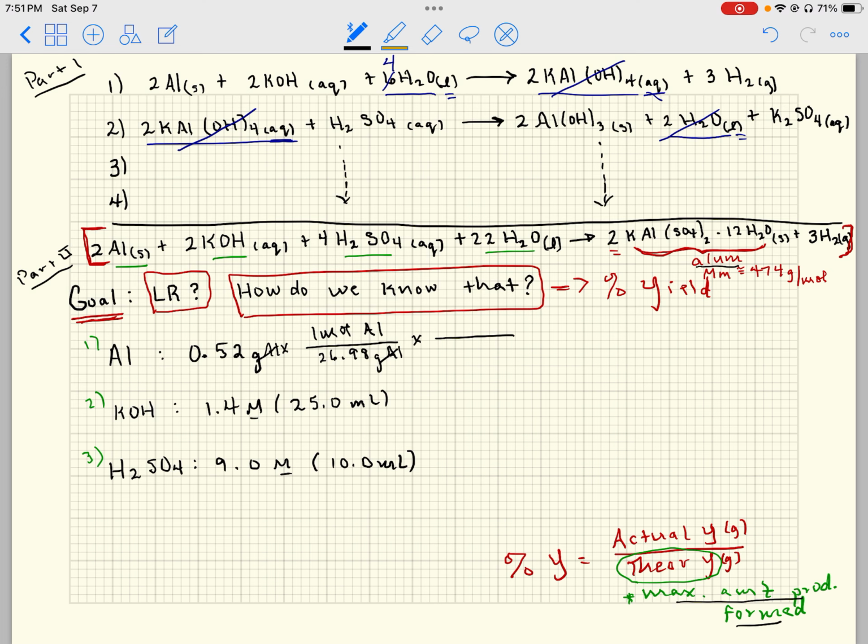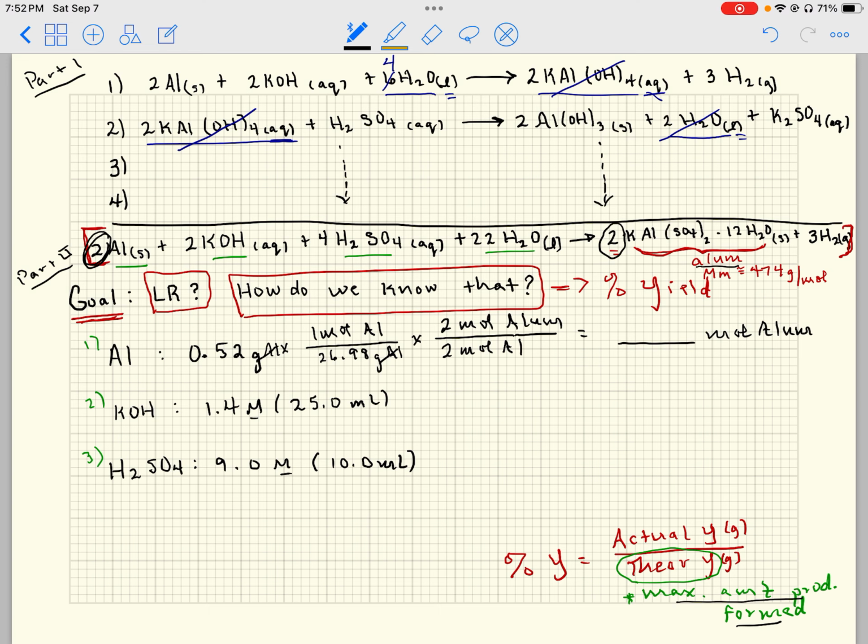And notice here, we end up with 2 moles of aluminum. And those 2 moles of aluminum produce 2 moles of alum. And that will get me to the answer of the number of moles of alum formed from 0.52 grams of aluminum. That doesn't tell me what the theoretical yield is, and it doesn't tell me which is the limiting reactant. I have to do that for all 3.